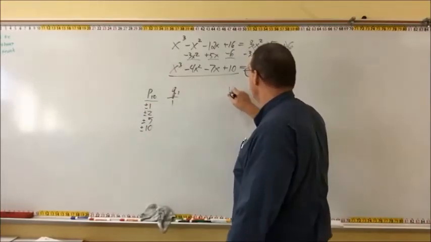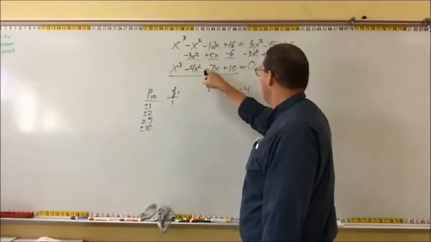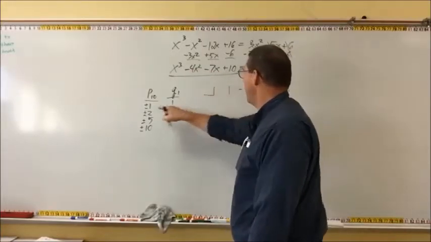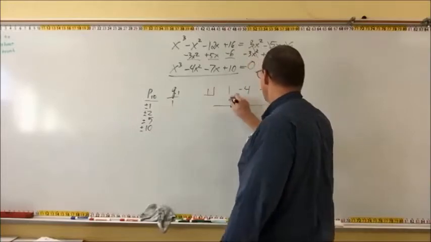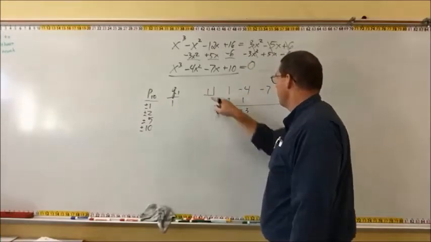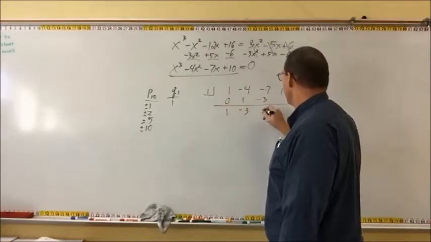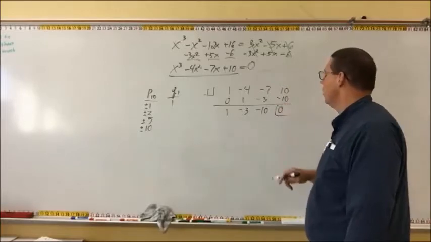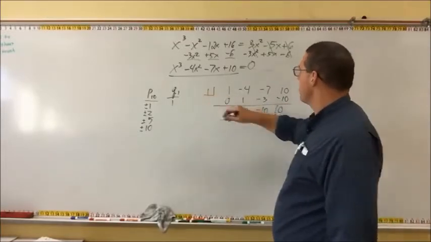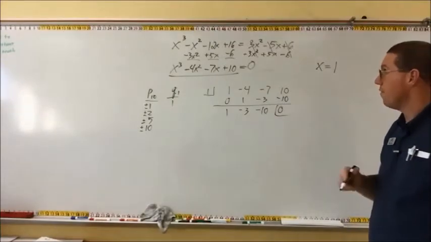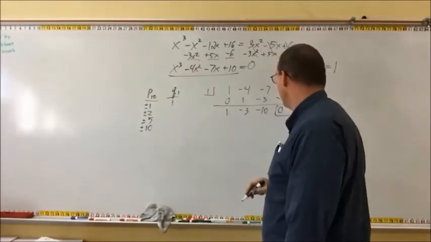We've got a 1, a negative 4, a negative 7, and a 10. So we're going to put in the half box a positive 1. 0, 1 plus 0 is 1, times 1 is 1, minus 4 is negative 3, negative 3 times 1 is negative 3, plus negative 7 is negative 10, times 1 is negative 10, remainder of 0, we're good. That's one of our solutions. X equals 1. Okay, we only have 2 more to find because it's a third power polynomial.